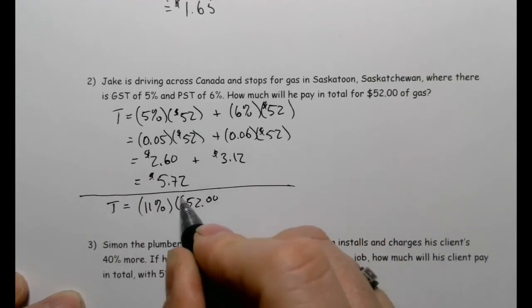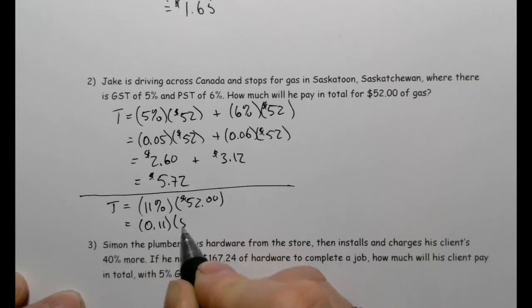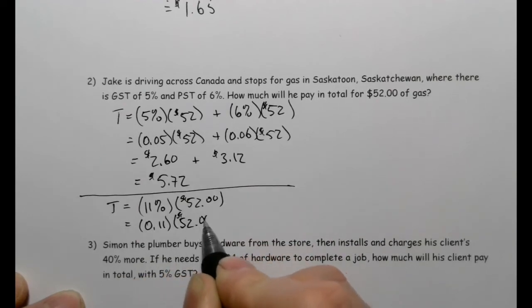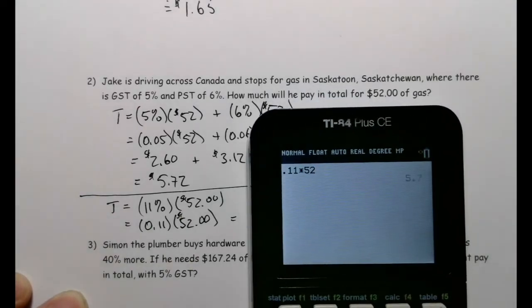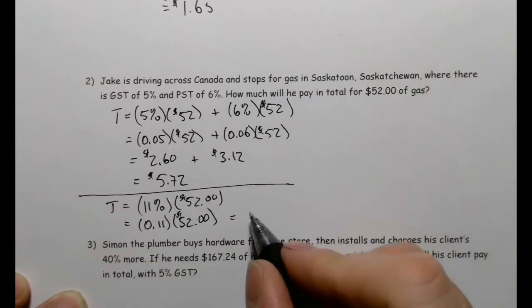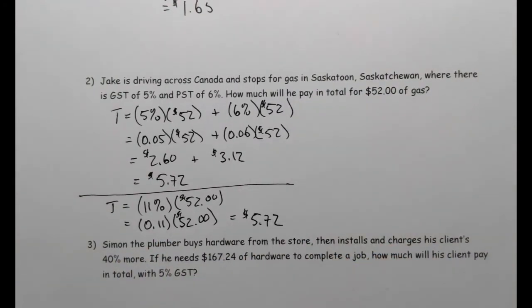So you can do the two separate tax calculations and then add them together at the end, or you can add the percentages together and do the overall calculation in one step. So it doesn't matter here. But the sales price is still going to be the $52 spent on gas plus the $5.72 that we spent on tax, and that is going to end up being $57.72.